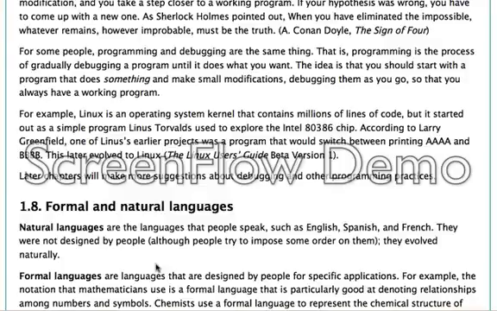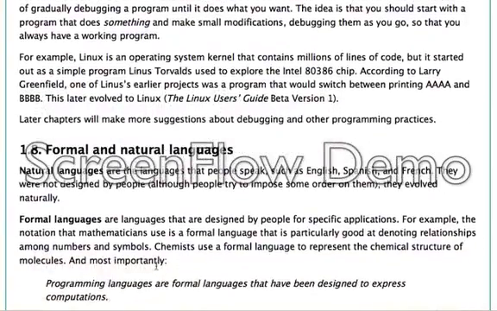Section 1.8, Formal and Natural Languages. Natural languages are the languages that people speak, such as English, Spanish, and French. They were not designed by people, although people try to impose some order on them. They evolved naturally. Formal languages are languages that are designed by people for specific applications.